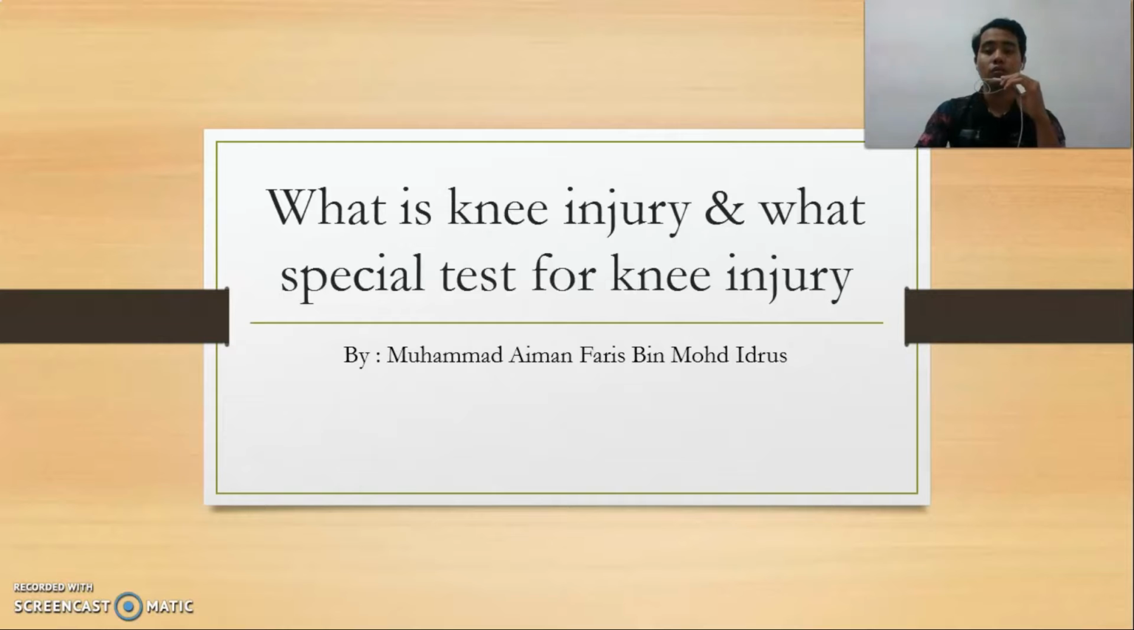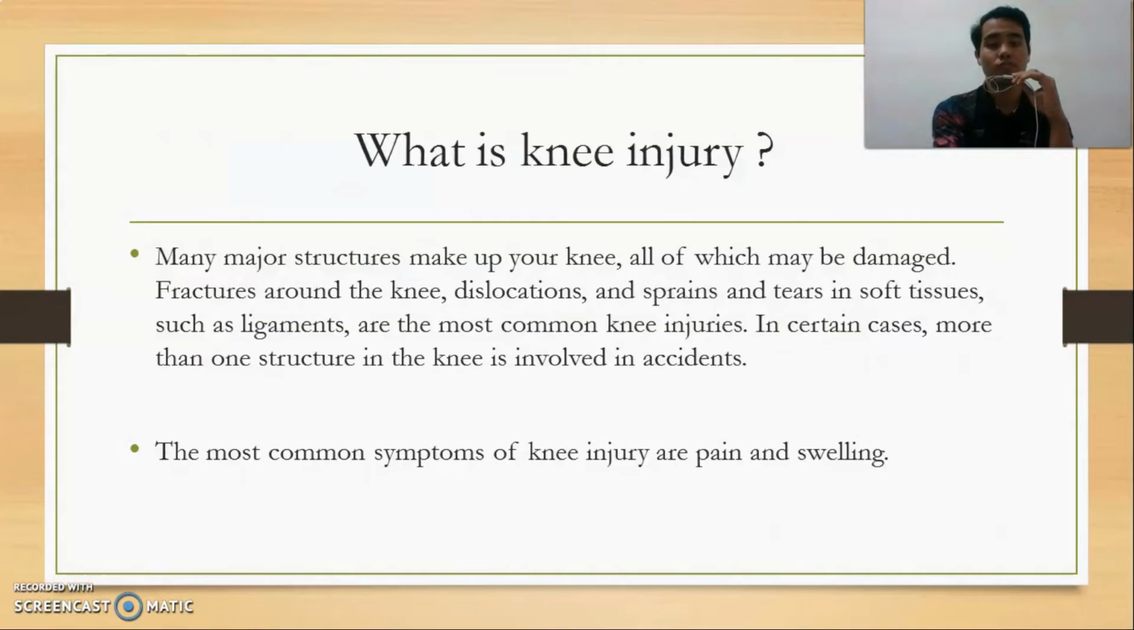I will tell you about what is knee injury and what special test for knee injury. Okay, what is knee injury? Knee injury is when many major structures that make up your knee may be damaged. Fracture around the knee, dislocation, and sprain, tear in soft tissue such as ligament are the most common knee injury. In certain cases, more than one fracture in the knee is involved in an accident.